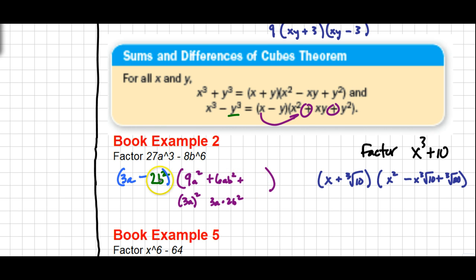And then at the end, I take my 2b squared and I have to square that. So I take 2b squared and square it. 2 gets squared to make a 4. B squared squared is going to be b to the 4th. And so then that's my answer.